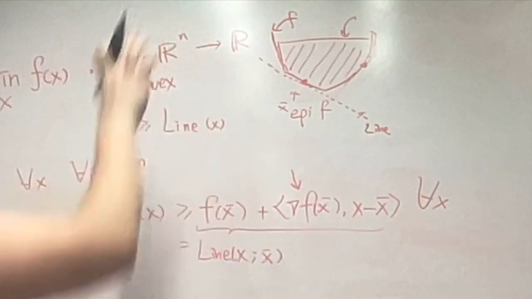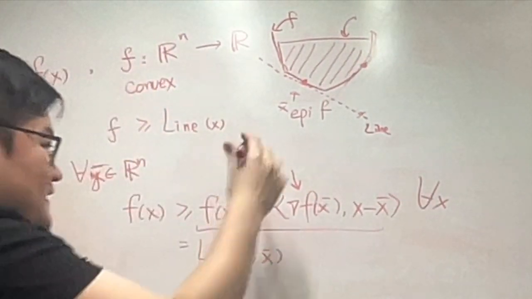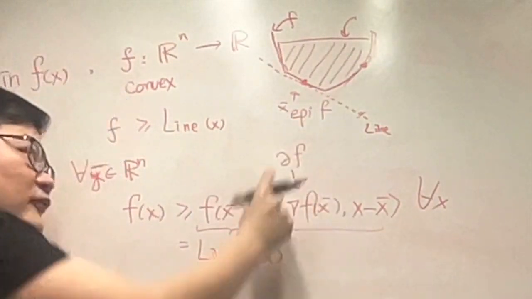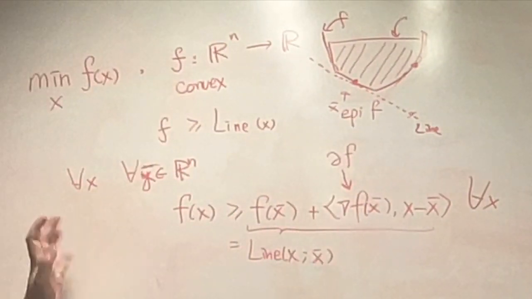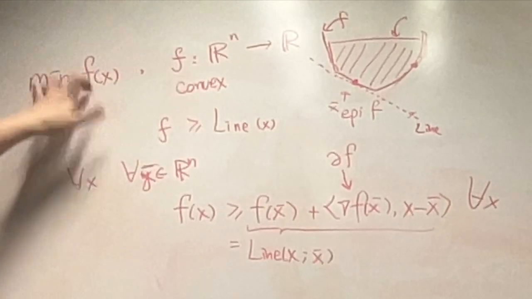But here, I didn't say f is differentiable. So this thing is also the subgradient, okay? Subgradient is denoted like this. So let me recap. What I'm saying here is that I want to minimize the function f.